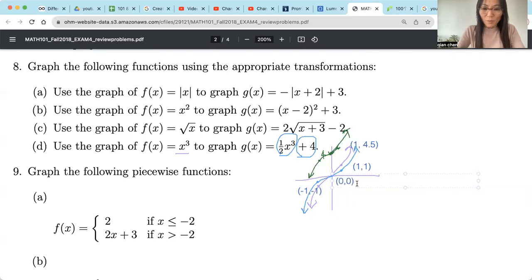Oh no, I don't want to type in this one. Actually, I want to type this one. 0 comma 4. 0 comma 4. Right on my graph. Then this point, -1, 3.5. So I want to type in at least these 3 points on the green one. So the green color is the final graph for g of x.